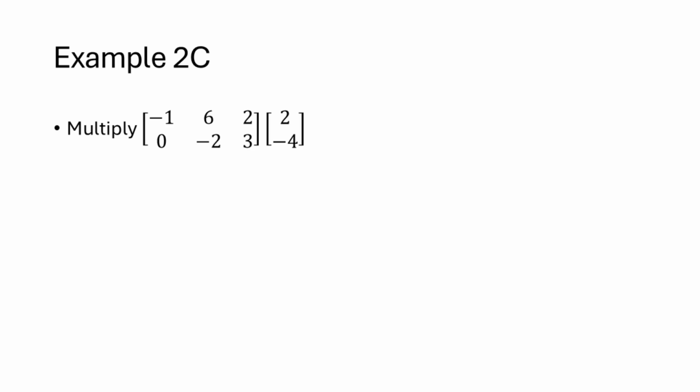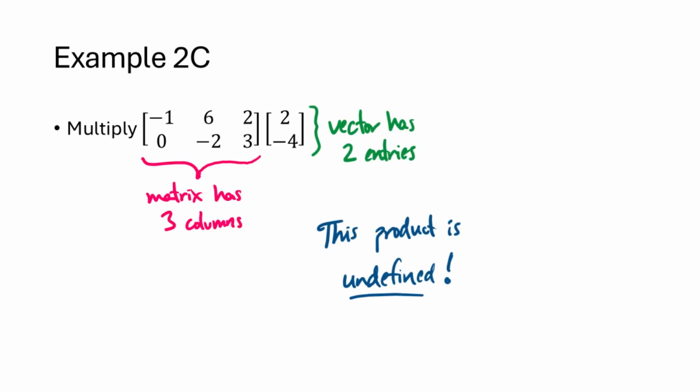Finally, we look at this example, and again, we notice that this matrix has 2 rows and 3 columns, and the vector has 2 entries. But that means that the number of columns of the matrix does not match the number of entries of the vector, which means that this product is undefined.